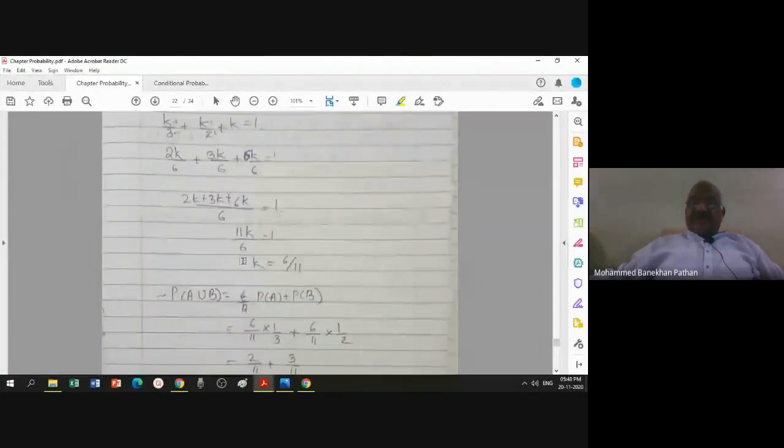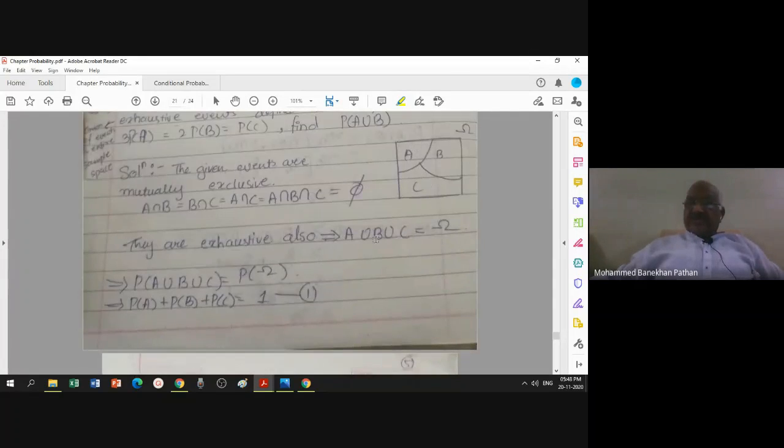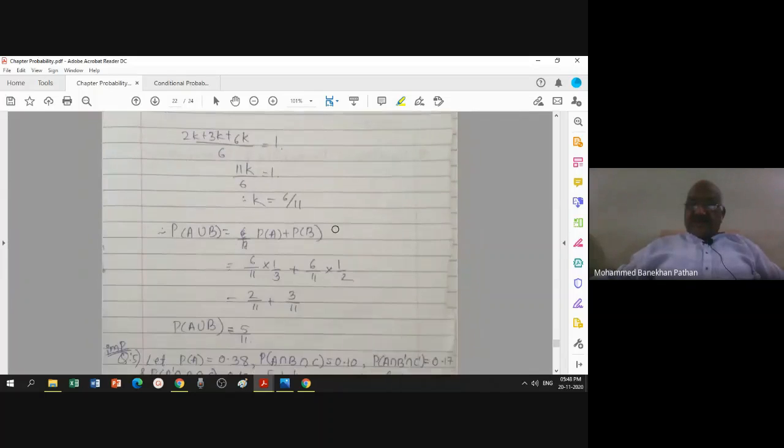What is the probability of A? It is K/3. So the probability of the union will be P(A) plus P(B). There is no common part because they are separate. So the third part is not there. P(A) is K multiplied by 1/3 plus P(B), K multiplied by 1/2.